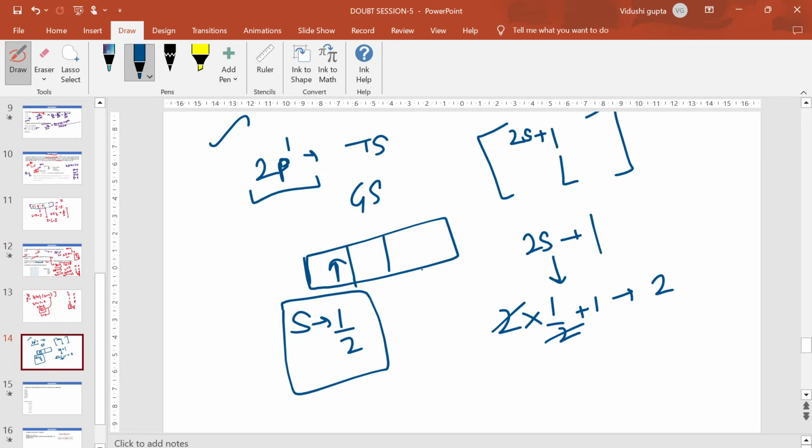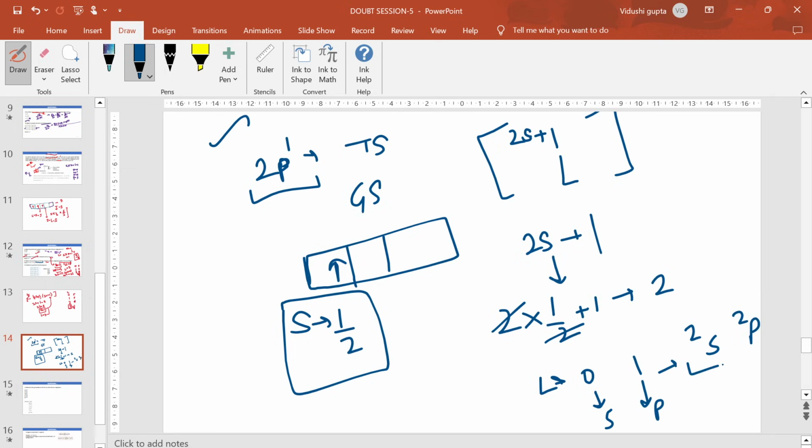So we know L value can be either 0 or 1. If it is 0, then it is S. If it is 1, then it is P. So the options can be either 2S or 2P. So these are the possible term symbols.